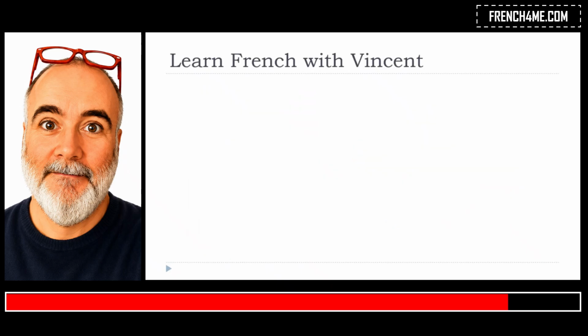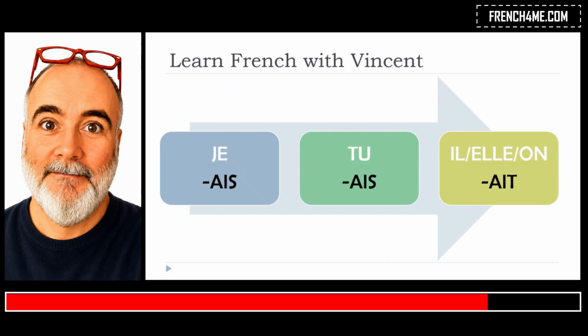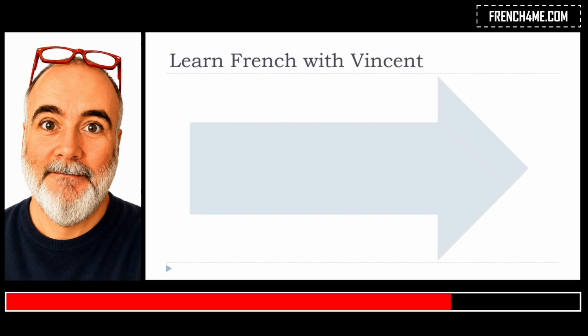When it comes to the endings, for the singular, it will be AIS for je, and you pronounce it é. It will be AIS for tu, and you pronounce it é, just the same way. And look at the good news, it will be AIT for il, elle, on, and you pronounce it é. So basically all three forms are pronounced the same way: for je, é; for tu, é; and for il, elle, on, é.